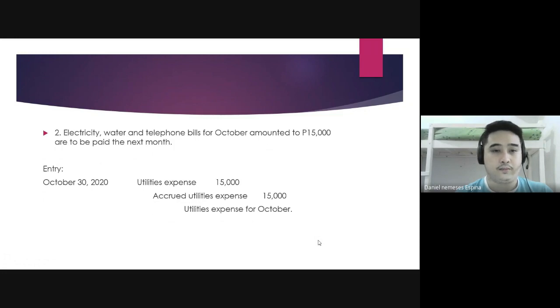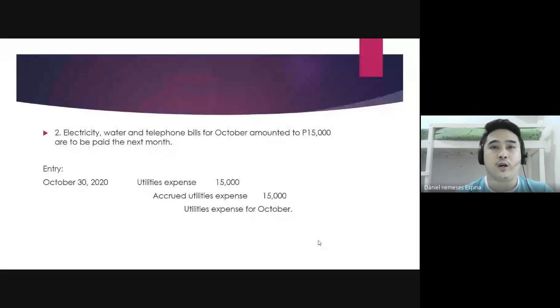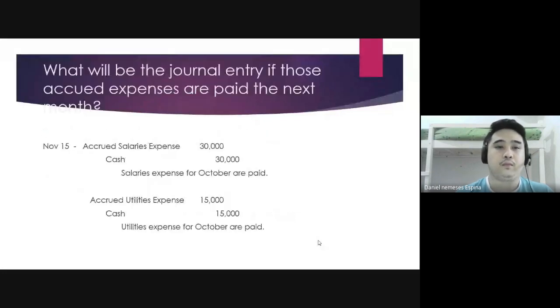Next, electricity, water, and telephone bills for October amounting to 15,000 pesos are to be paid the next month. So we need to recognize them. Electricity, water, and telephone generally belong to utilities expense. So debit utilities expense 15,000 and then credit accrued utilities expense 15,000. As for the explanation, you can write utilities expense for October.